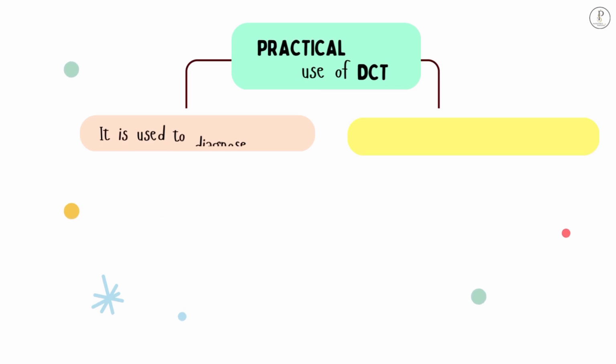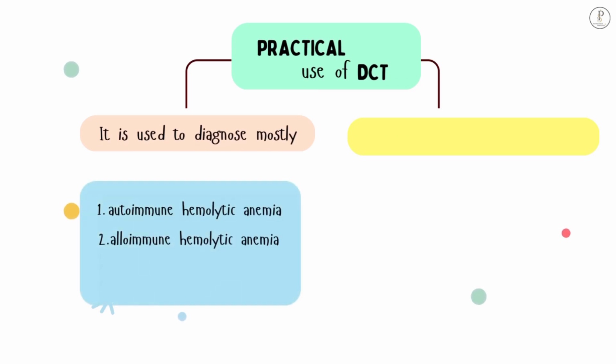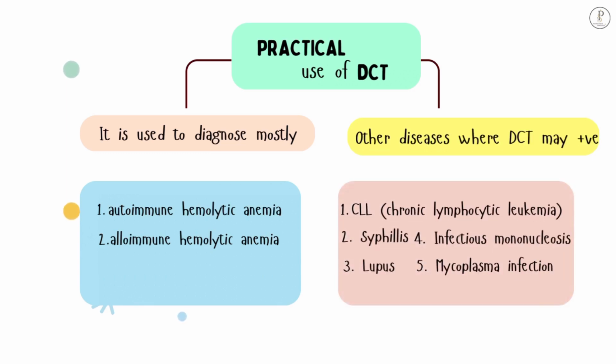Practical use of DCT. It is used to diagnose mostly autoimmune and alloimmune hemolytic anemia. Some other diseases or conditions where DCT may come positive are CLL or chronic lymphocytic leukemia, syphilis, lupus, infectious mononucleosis, mycoplasma infection, etc.